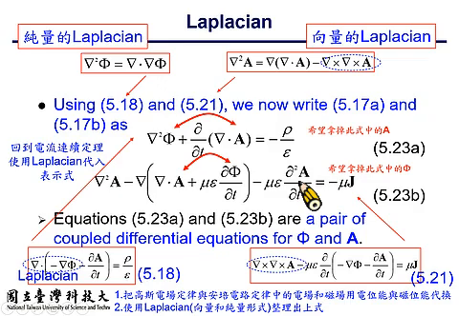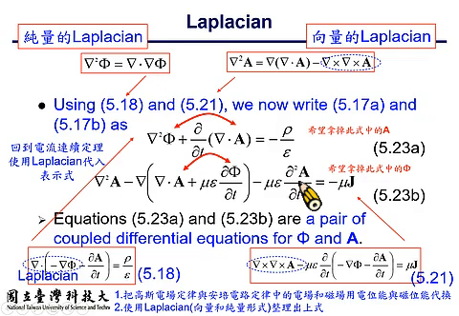Before we described the definitions of the Laplacians, we stopped at two equations, equation 5.18 and equation 5.21. What are these derived from? This one is derived from Gauss's law of the electrical field, and this one is derived from Ampere's circuital law, the two Maxwell equations.